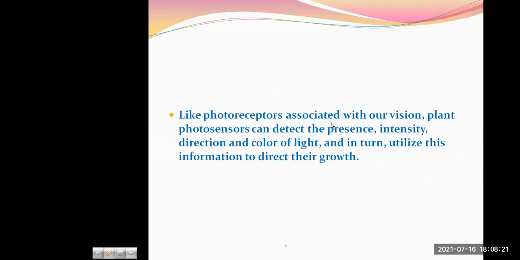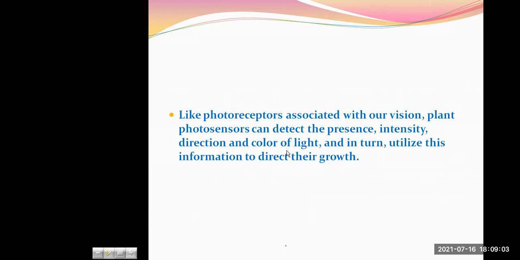So in plants, like our photoreceptors, they have photosensors, and these photosensors can detect presence, intensity, direction, and color of light. This is important. The photosensors in plants have the ability to detect the presence, the intensity, how intense the light is, and where the light comes from, that is, the direction of light, whether it comes from east, west, right direction, left direction. And what is the color of light? Color means, in technical terms, wavelength of light.